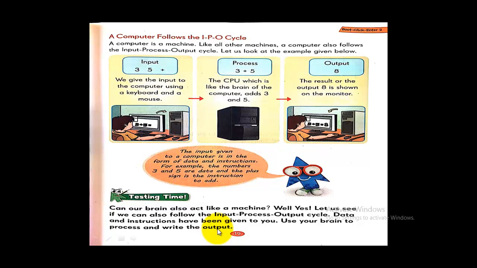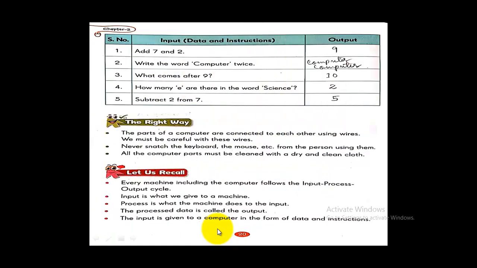Now let's see here. Input, that is data or data and instructions, and the output. Here we use our brain.